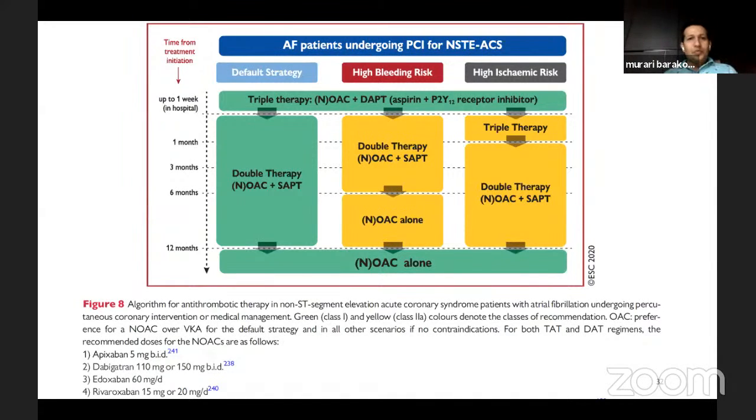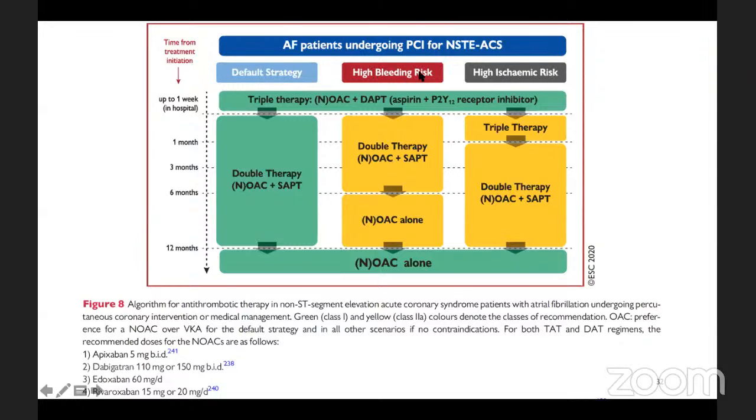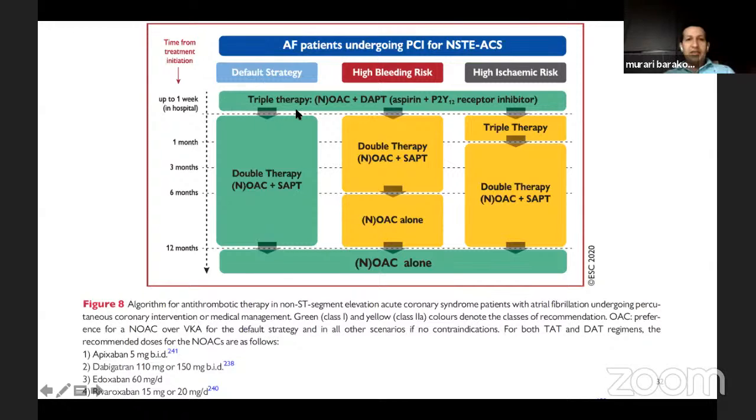So the duration, if patients having AF already on an anticoagulant are going for PCI, then we again have to see high bleeding risk or high ischemic risk. In general, we can give 1 week of triple therapy. We call it TAT, or triple antithrombotic therapy: NOAC plus DAPT, usually aspirin and clopidogrel, with a NOAC. Then after 1 week, in the default strategy, we drop aspirin for the next 12 months.